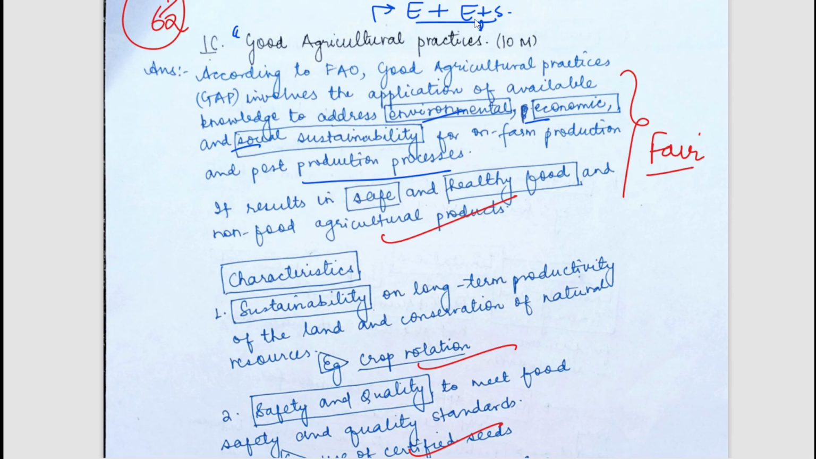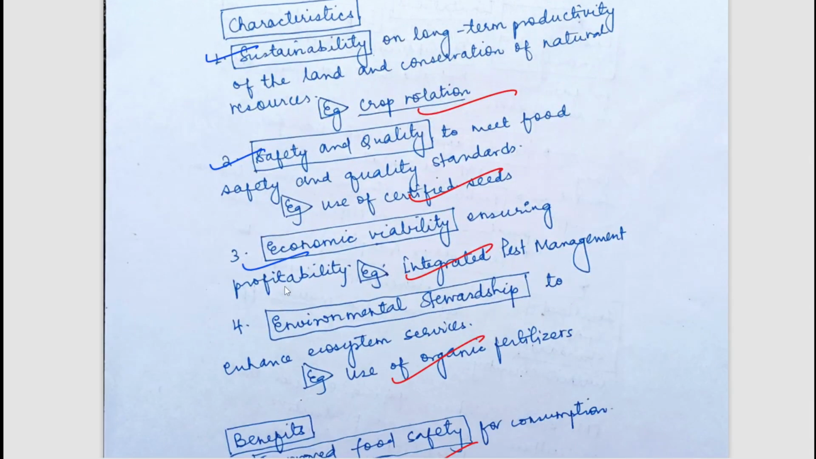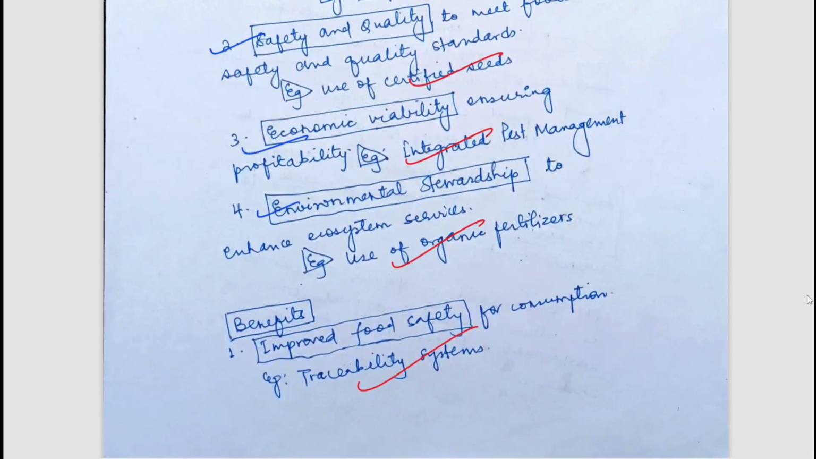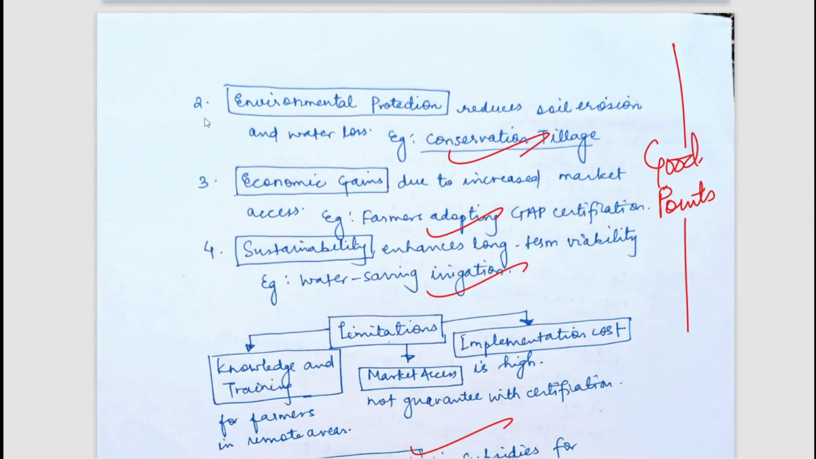It has certain characteristics such as sustainability, safety and quality, economic viability, environmental stewardship. So these are the characteristics. Some benefits have also been mentioned such as improved food safety, environmental protection, economic gain, sustainability. So similar points only, characteristics and benefits.